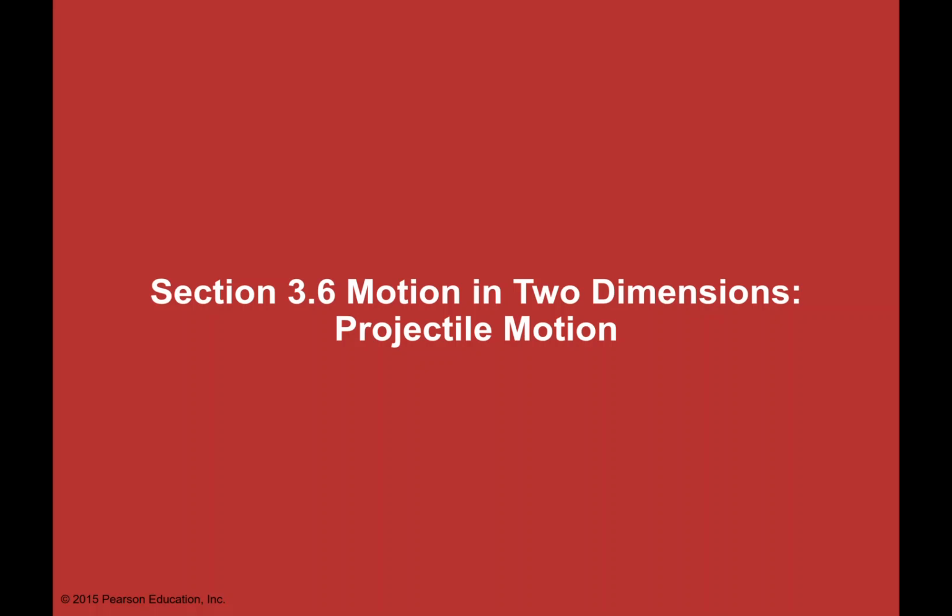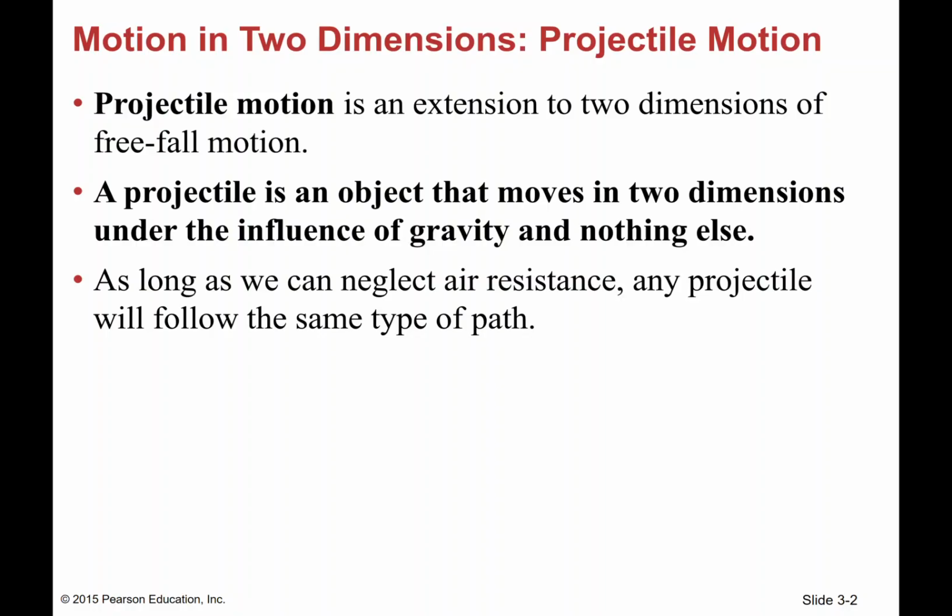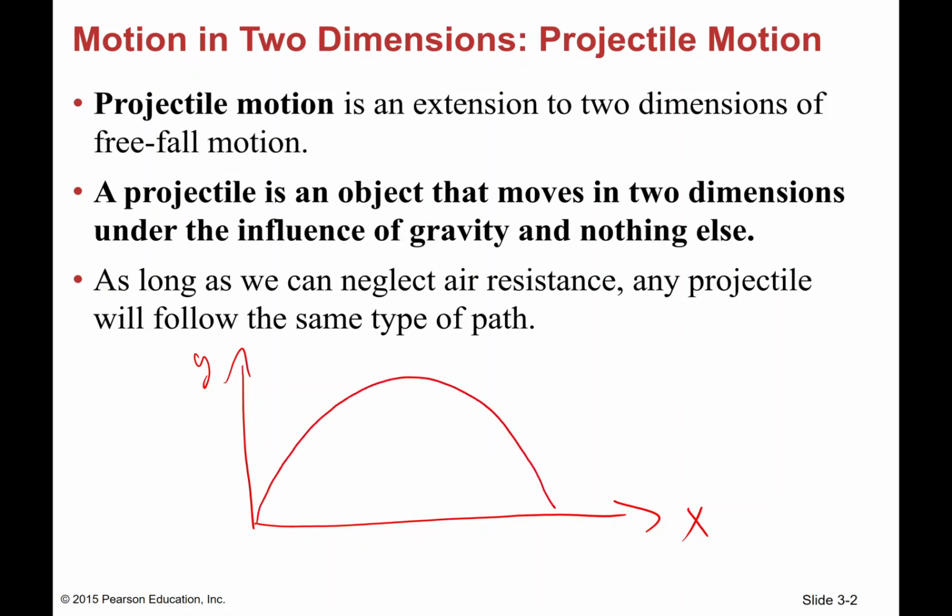So let's go into a little more detail about projectile motion. Projectile motion is an extension to two dimensions of free fall motion. So you're going to have now a y and an x position. You're going to have an x-axis and a y-axis, and your projectile motion is going to be something like that, where at different times you're going to have an x and a y position. So you have two motions.